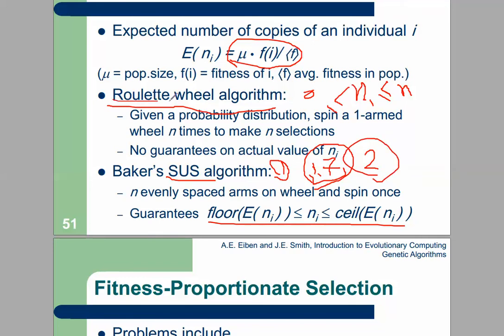But in RWS, it is between 0 and n for all of the elements. So in the SUS algorithm, it is guaranteed that at least some number of elements exist in the next generation for high fitness values.